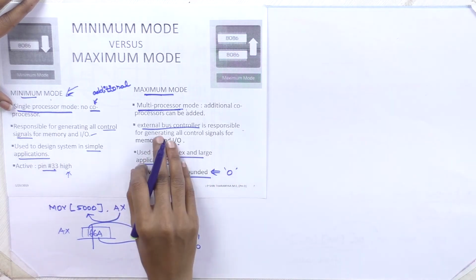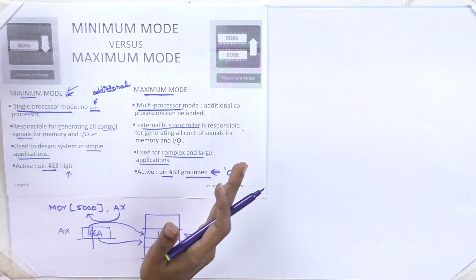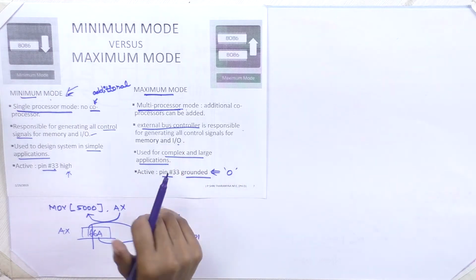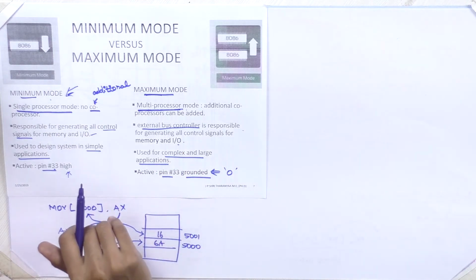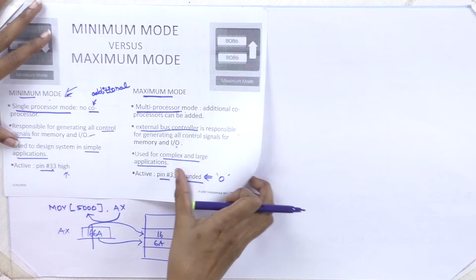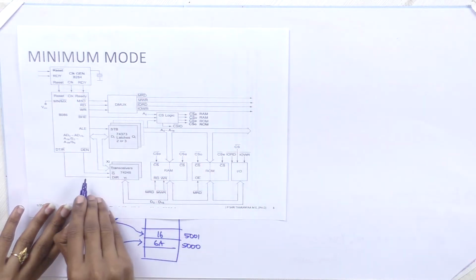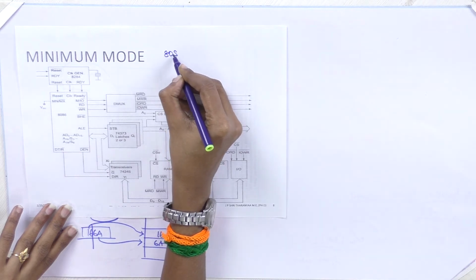Now we will see the architecture diagram of the processor when it is in minimum mode, and the timing diagram of the read and write cycle in minimum mode as well as in maximum mode. Okay, so this is the minimum mode architecture of the 8086 microprocessor.